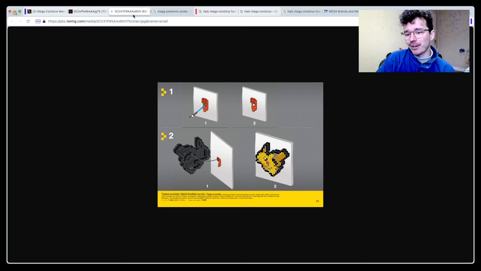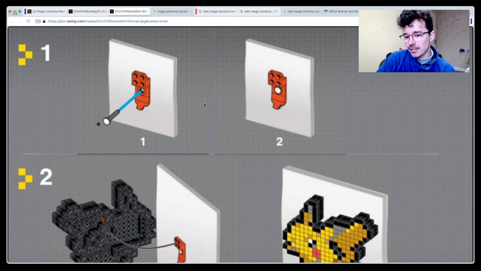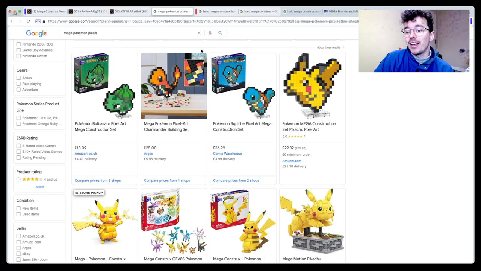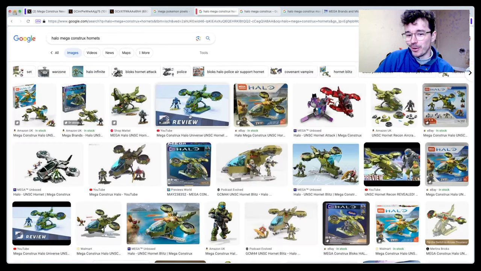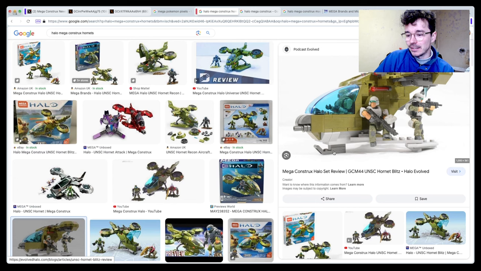The thing about Mega is the quality of pieces and the quality of how the pieces lock together has improved exponentially over time. They used to be really bad back when Halo Mega released, so I'm not going to try and mount an original Hornet to the wall, but these newer Hornets, I think they'd look really dope. Look at that. That even has a little base stand that you could attach it to. Shout out to Podcast Evolved.